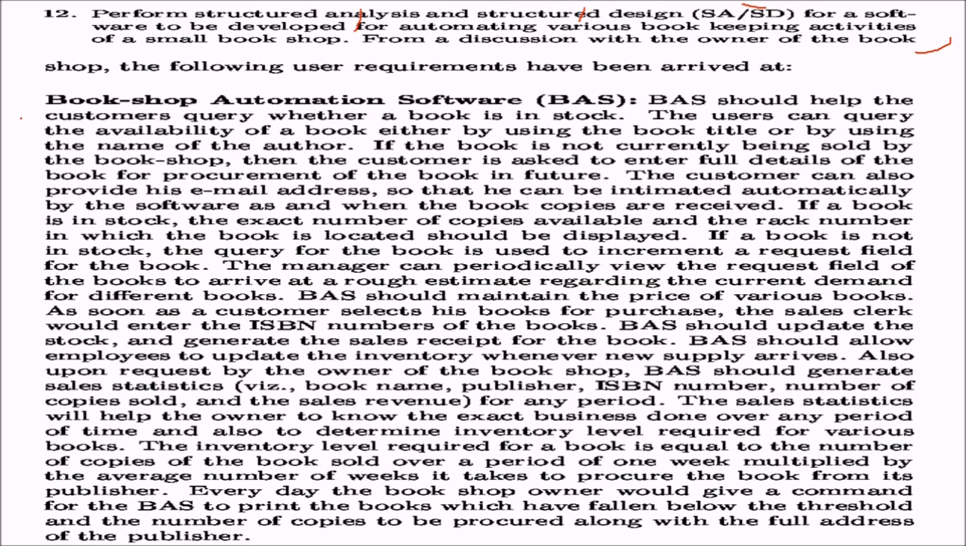The inventory level required for a book is equal to the number of copies of the book sold over a period of 1 week multiplied by the average number of weeks it takes to procure the book from its publisher. Every day, the bookshop owner would give a command to the BAS to print the books which have fallen below the threshold and the number of copies to be procured along with the full address of the publisher.